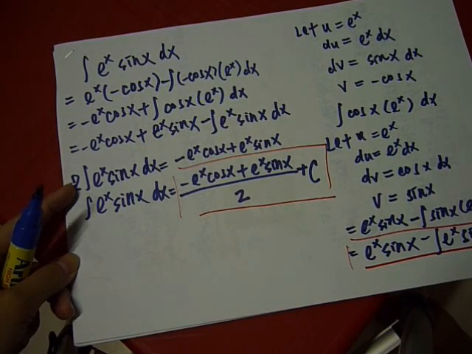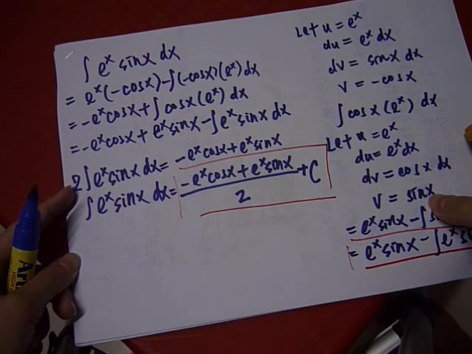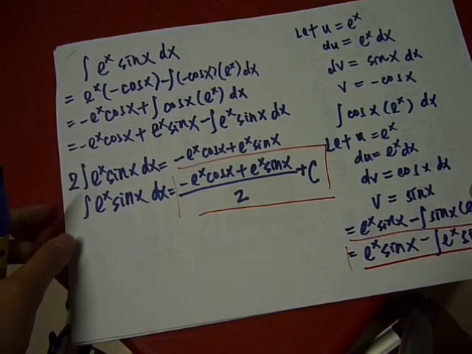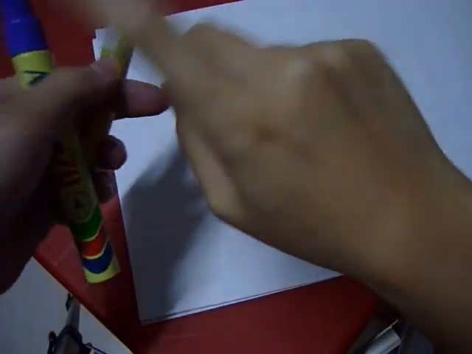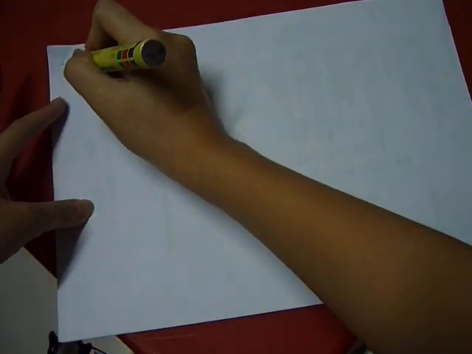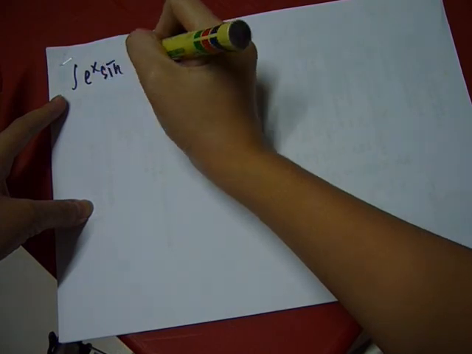Next, I want to prove that if we change the substitution the other way around in this kind of question, we will still get the same answer. Let's try again. Okay, here is the question. Integration e^x sine x.